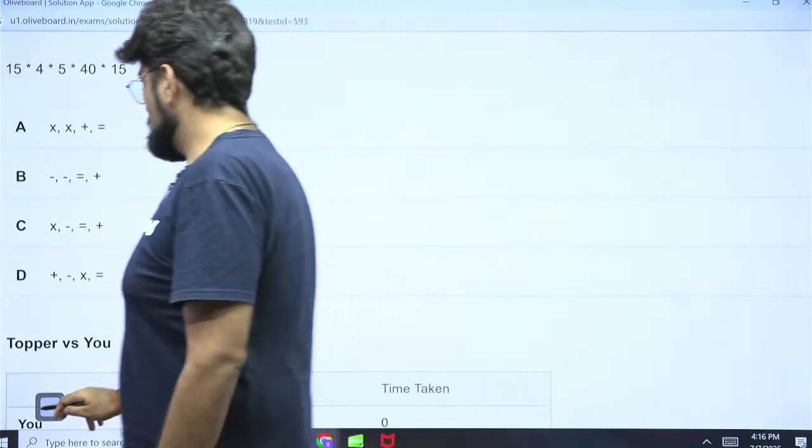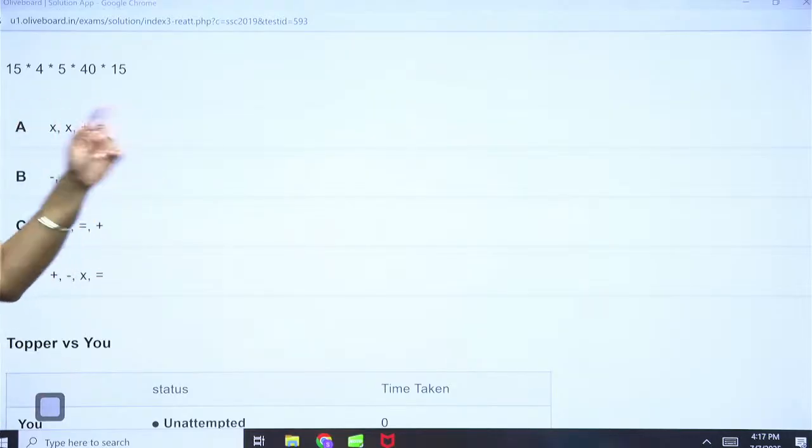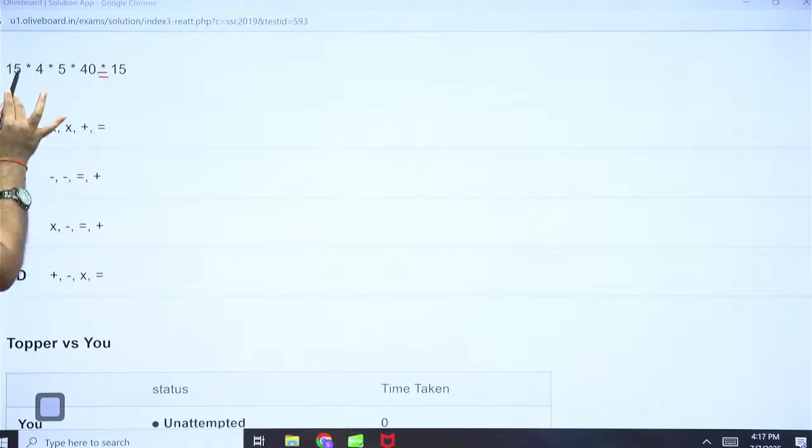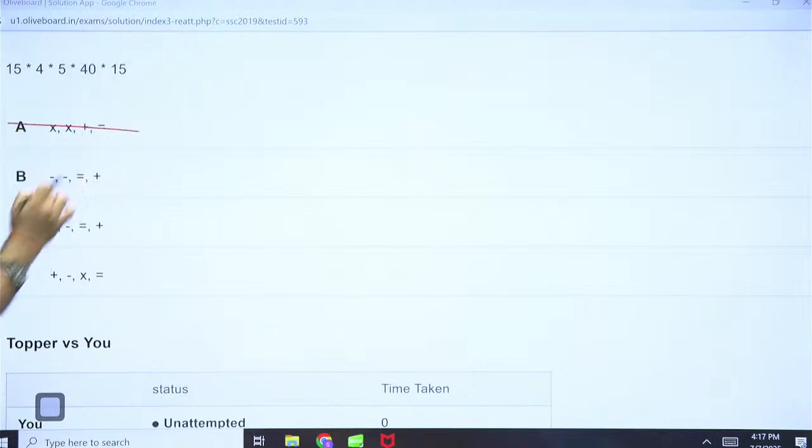Now see, here usually you have your division sign with you, which helps you a lot, but today we don't have that. So how do we do it? Partial solving. Always partially solve and check. So I have the equal to sign here. So now 15 into 4 into 5 plus 40. It's never going to be 15, right? So I need 15 as my answer. So this option is rejected.